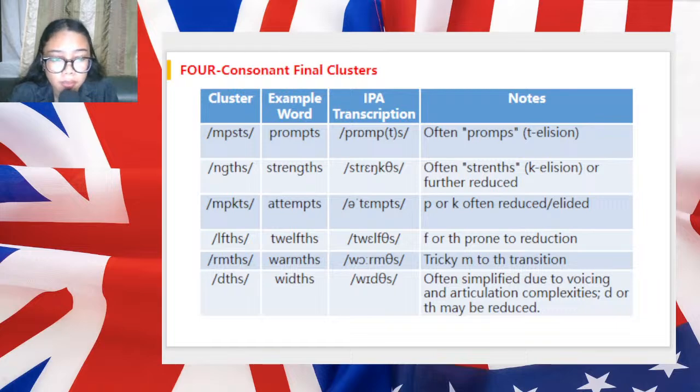LTHS, like in the word twelfths. Anyway, we'll focus on the next few for engagement. Let's have the next and the final one, actually. DTHS. Let me check on that. Alright, we have this one.